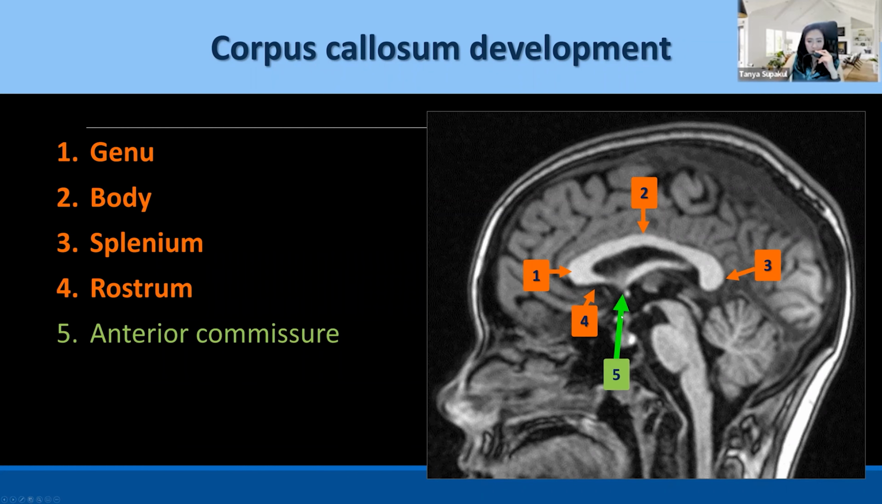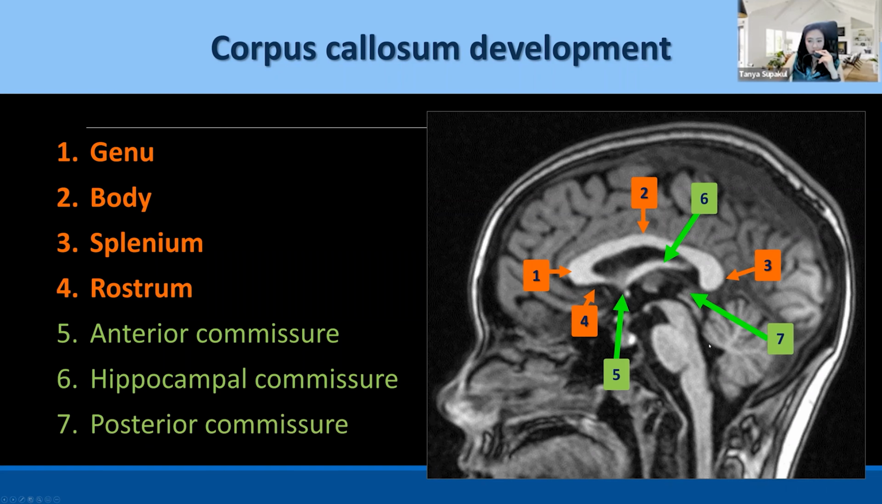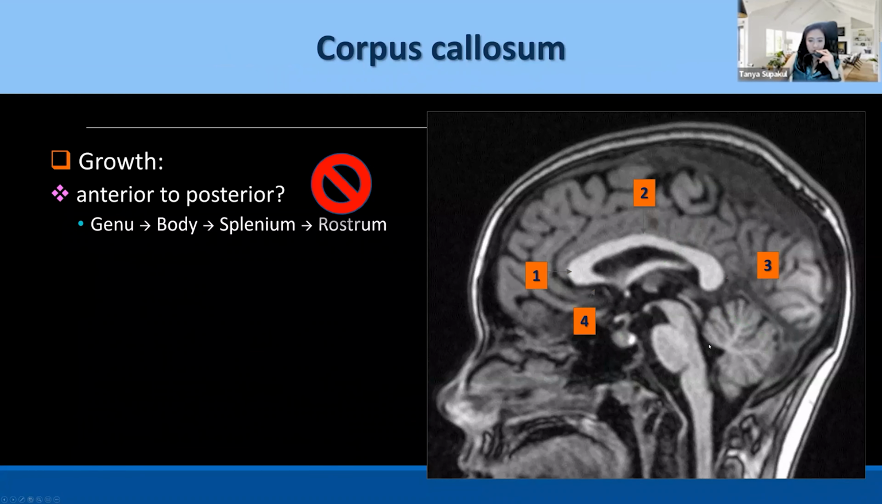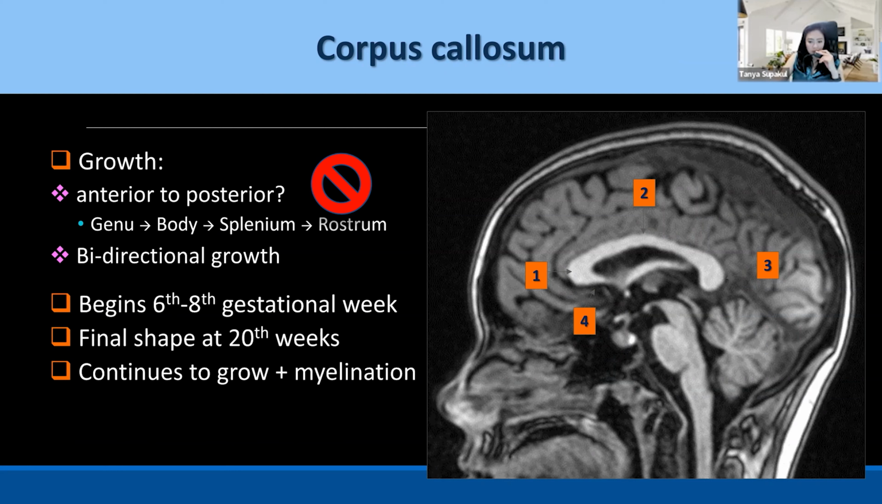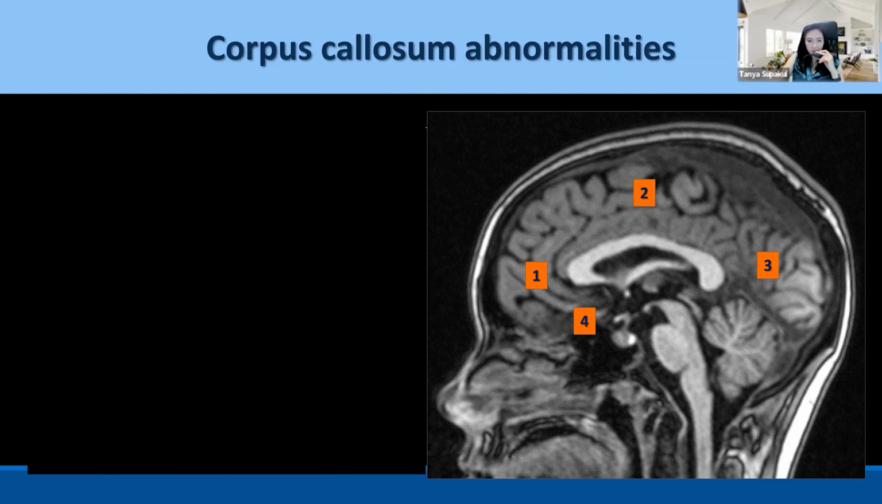There are a couple more anatomies to point out. The fifth one is the anterior commissure, and then the hippocampal commissure, and also the posterior commissure. So even though the growth is not anterior to posterior anymore, for the radiographic, we still need to remember it's starting from the genu, body, splenium, and then coming back to the rostrum. The corpus callosum development starts from 6 to 8 weeks gestational age, with final shape at 20 weeks, and continued growth and myelination, with a target of full thickness at age 7 to 9 years old.